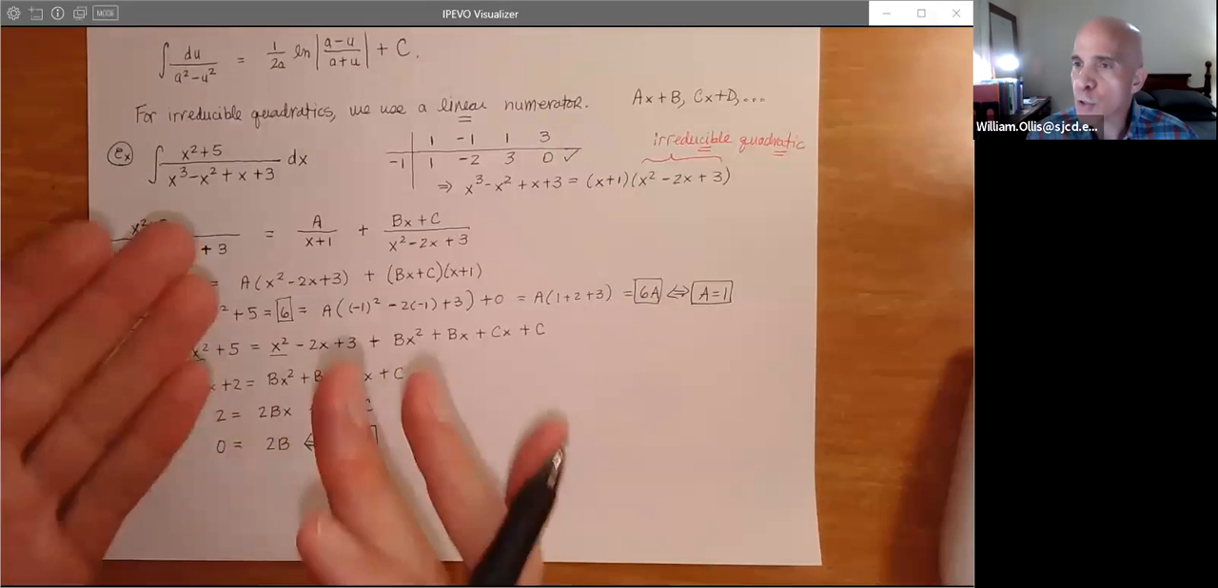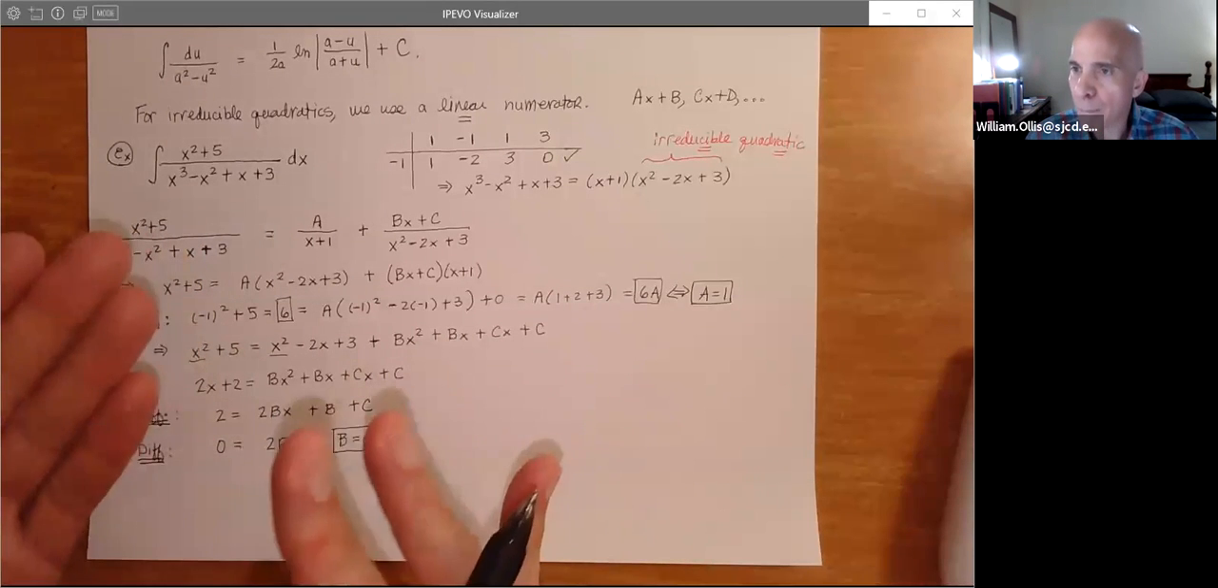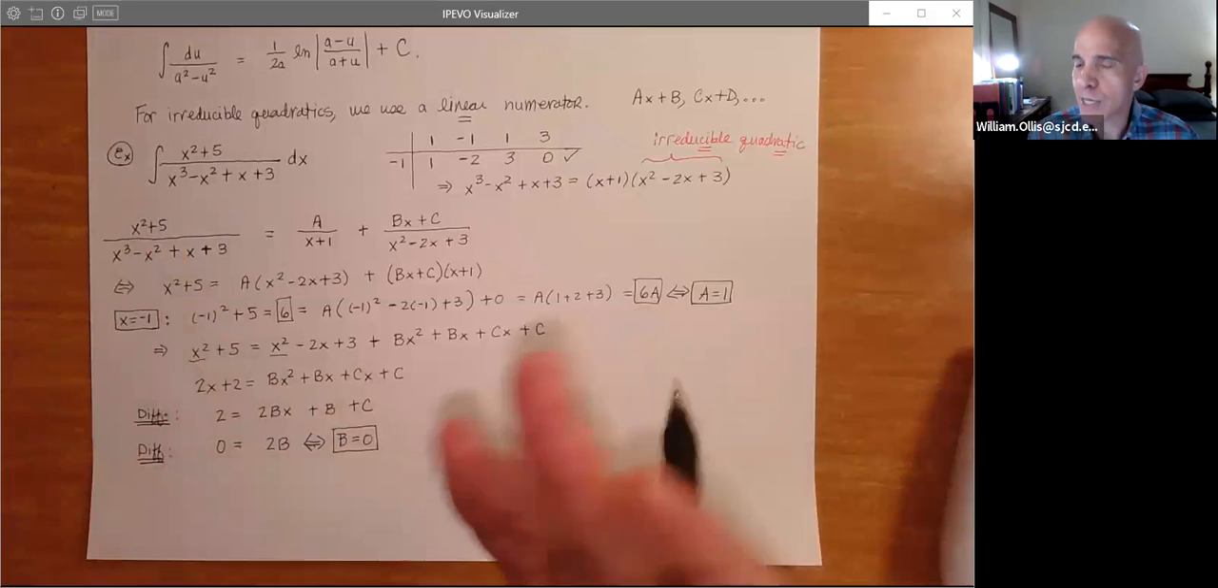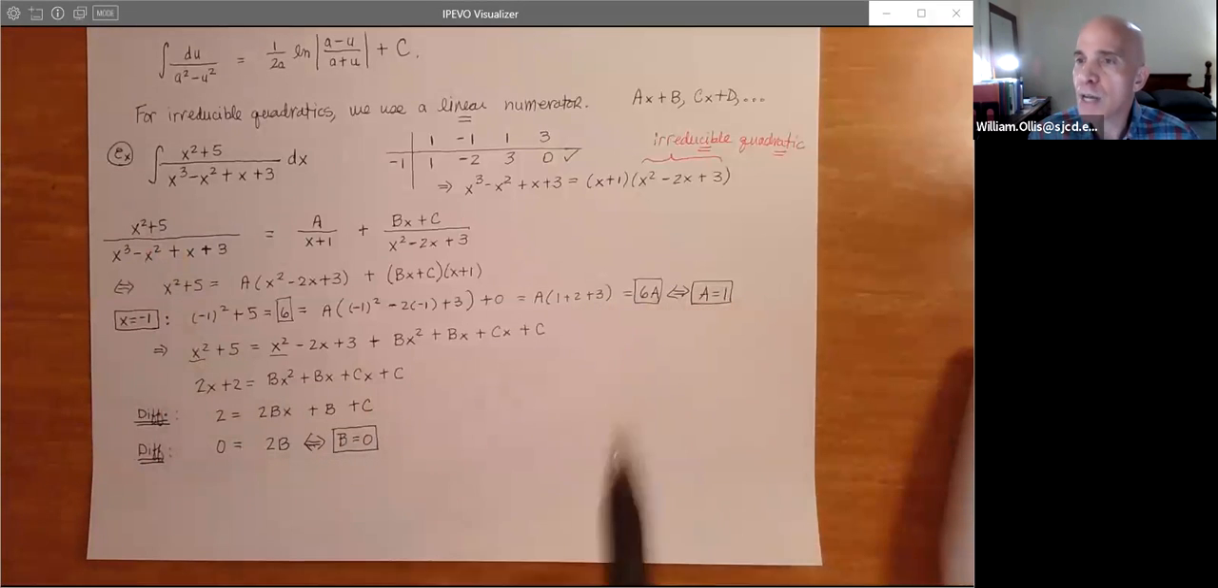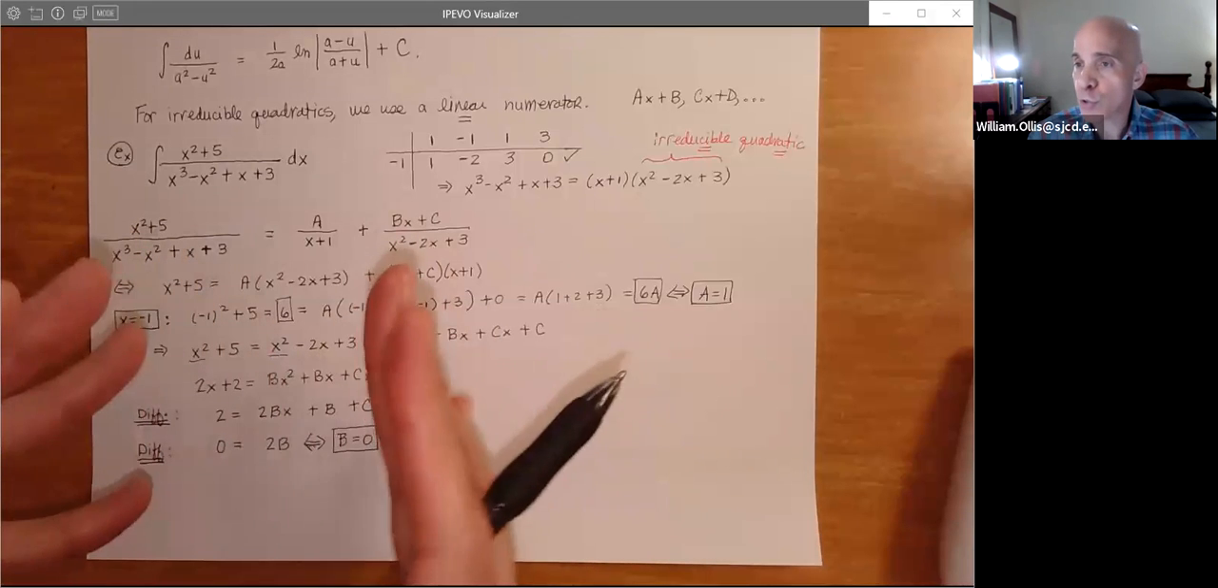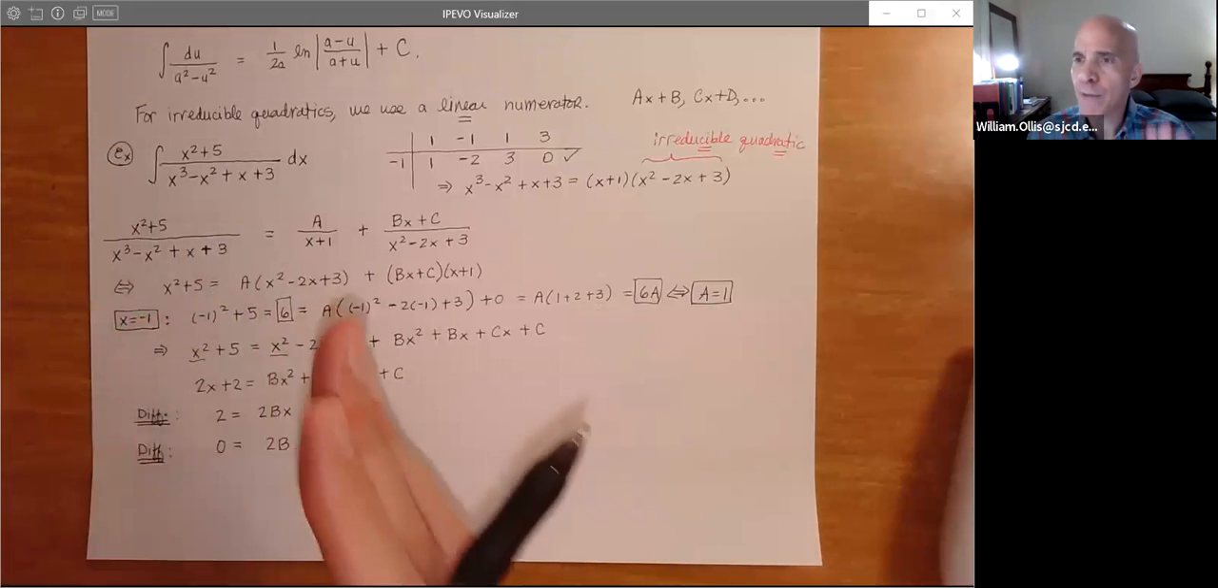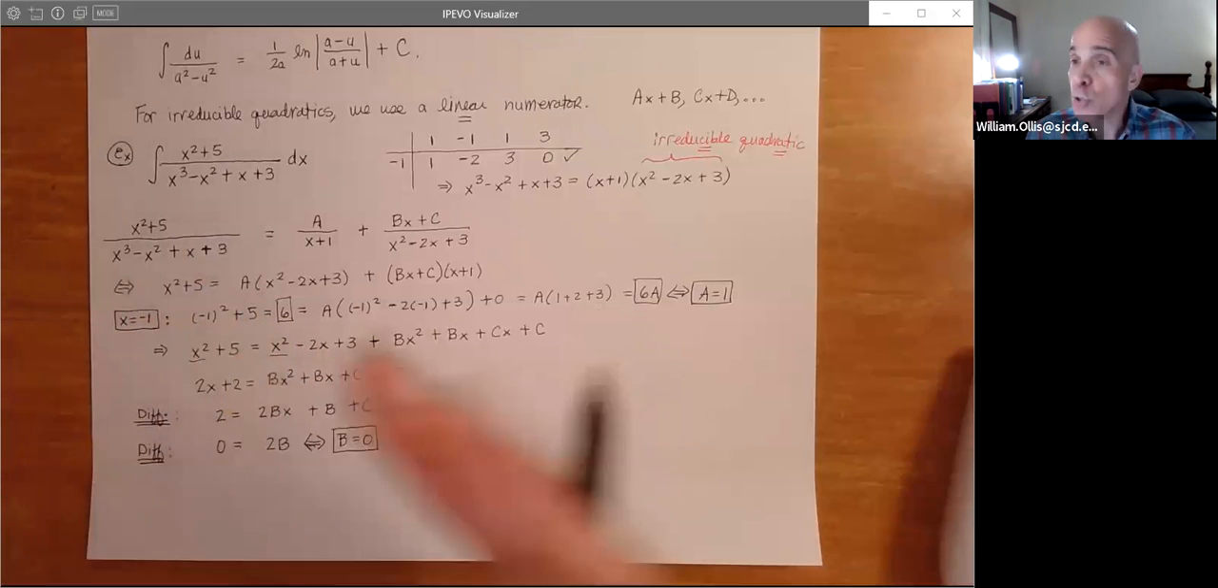Oftentimes, students will get to a point in a problem and just stop. And it's like, well, do some calculus, take a derivative, take a limit, do something you know how to do, because all of these techniques are at your disposal. It doesn't mean you have to ask permission, just do it.